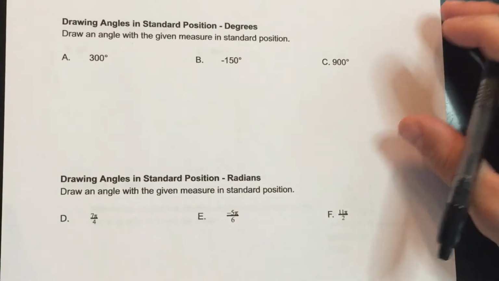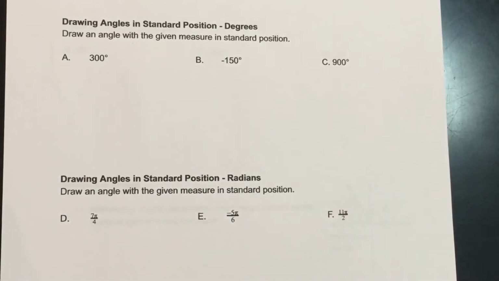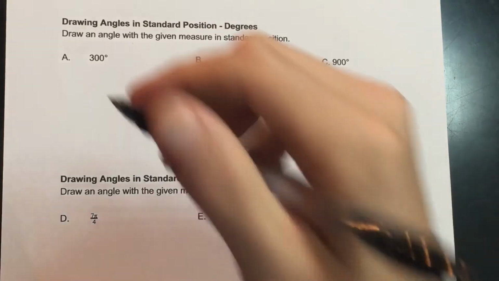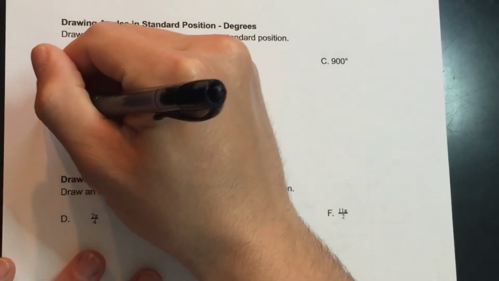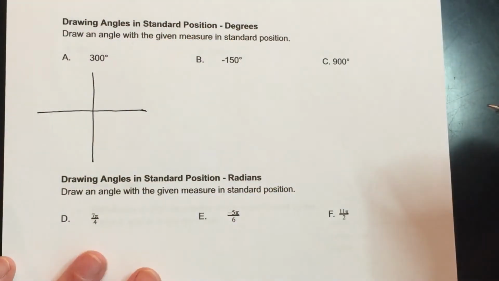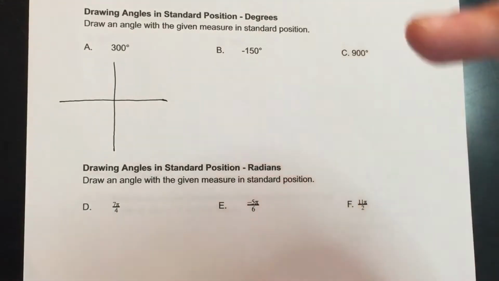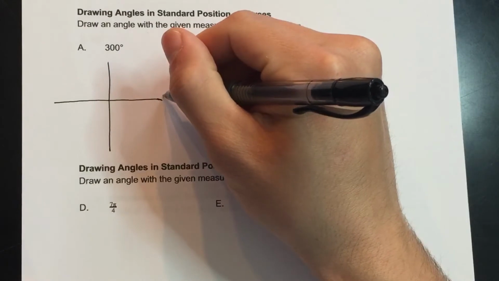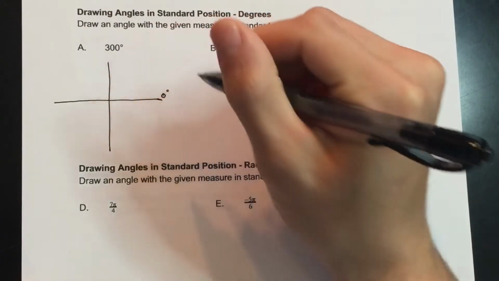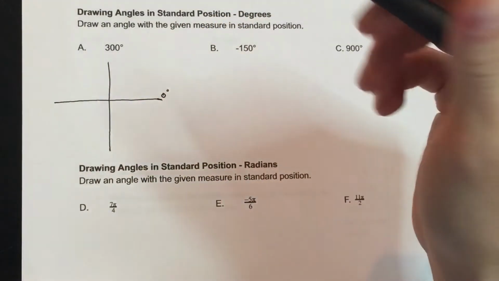So we want to practice drawing angles in standard position. All right, so we're going to draw the angles 300 degrees, negative 150, and 900 degrees. In order to do this, we're going to do this one step over and over again, like a coordinate plane. Now, it helps to label our coordinate plane. On the x-axis would be 0 degrees. And it's on your unit circle as well.